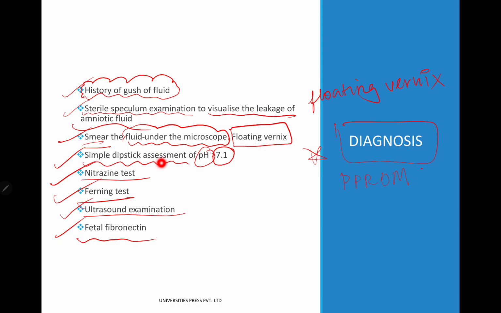So, how are we going to diagnose PPROM? History of gush of fluid, sterile speculum examination to visualize the leakage of amniotic fluid, smear the fluid under the microscope, you get a floating vernix. Simple dipstick assessment is going to be basic, pH more than 7.1. Nitrazine test, ferning test, ultrasound examination and fetal fibronectin.